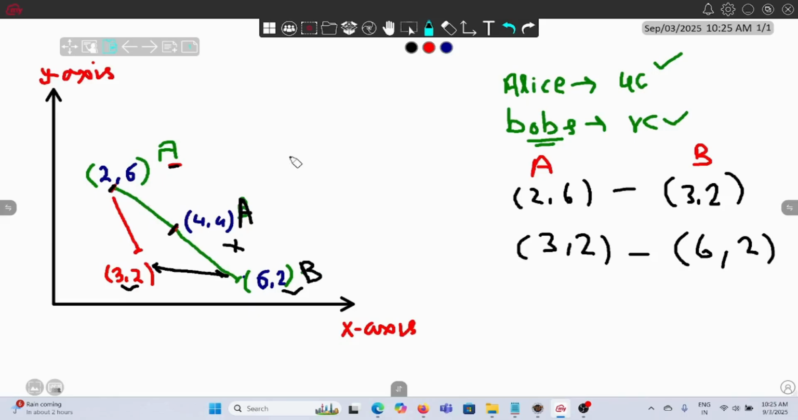We have to satisfy these conditions that anything should not be on the line or below the line. Okay, so this line is a valid line, 3 2 and 6 2 is also a valid line. We cannot have 4 4 and 6 2. So this is what we have to do. Now let's go for code. We will write the code together here.